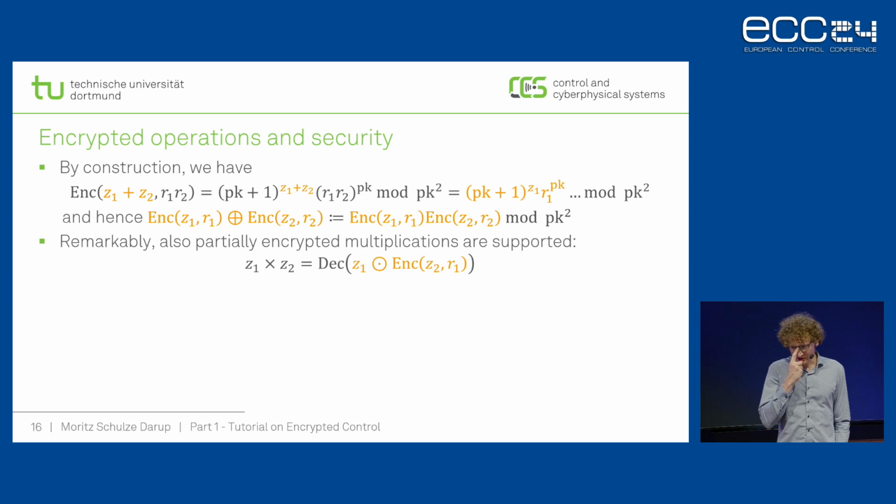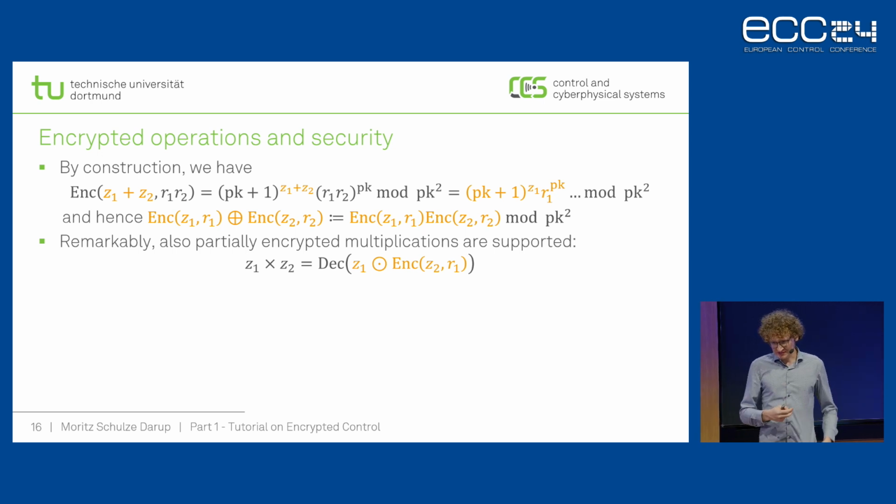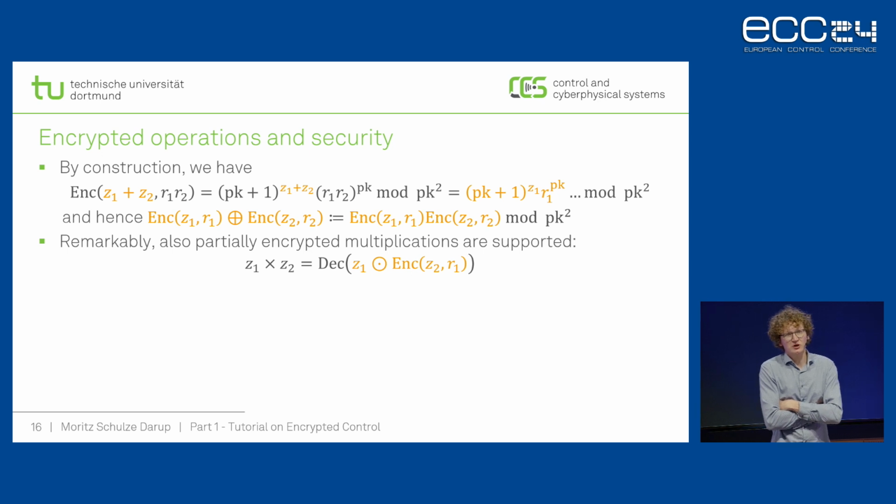However, if we add one ingredient, and that is that the Paillier scheme also has another partial homomorphism, which allows you to evaluate partially encrypted multiplications, meaning you have one plain text factor and one encrypted factor, and then there is an operation O dot, which allows you to evaluate this partially encrypted multiplication in an encrypted fashion, leading to a result as the ciphertext, which, if you decrypt it, results in the multiplication.